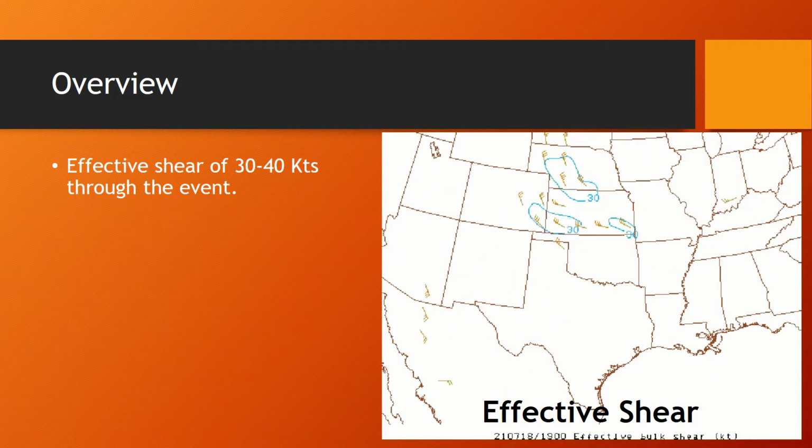Looking at the effective shear, that one really isn't too impressive either. 30 to maybe 40 knots at best for this event. So just strong enough to support severe thunderstorms. Nothing really spectacular with the effective shear.